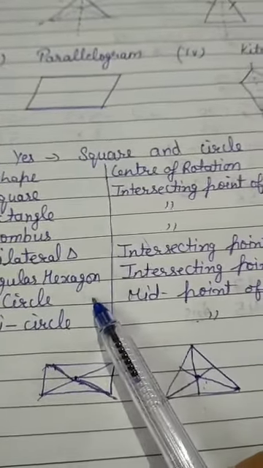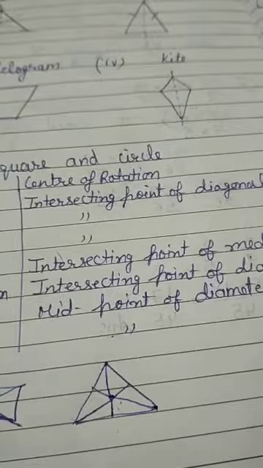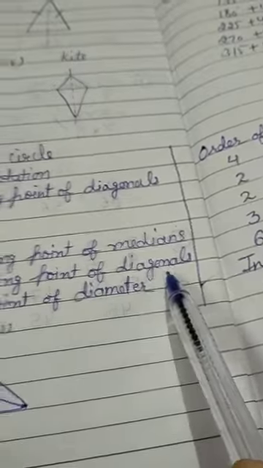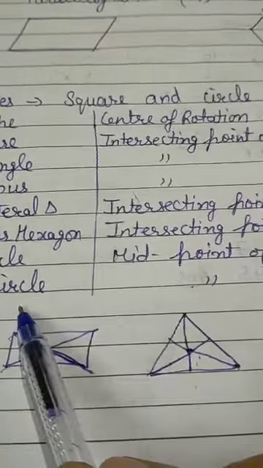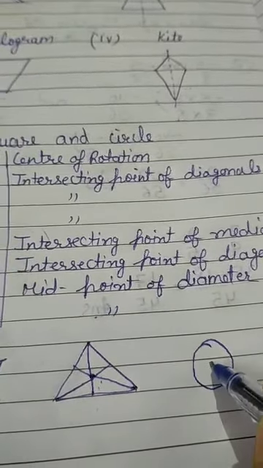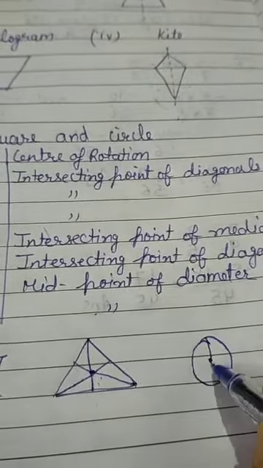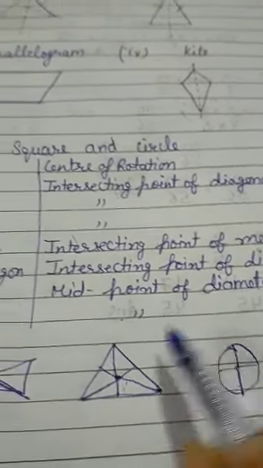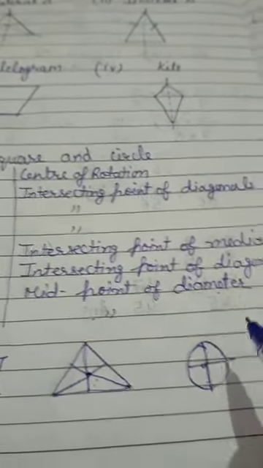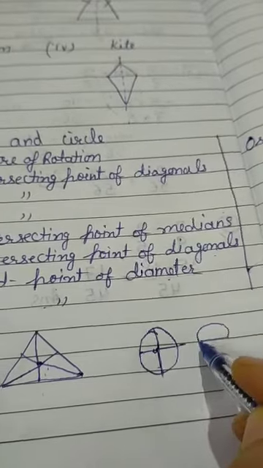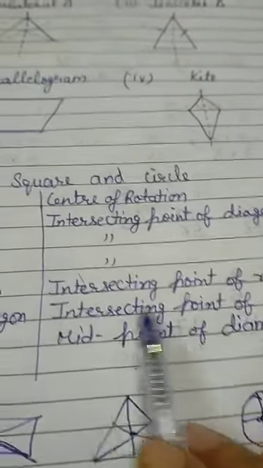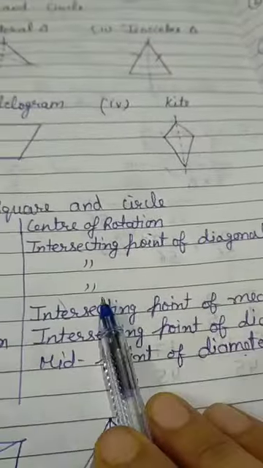Now in a regular hexagon, of course a hexagon has diagonals, so the center of rotation will be the intersecting point of diagonals. And in a circle and in a semicircle also, if there is a circle and this is the center of rotation, it will lie on the diameter. So you will write midpoint of diameter. This center of rotation will be the midpoint of the diameter in a semicircle also. Look, this is the semicircle, this is the center of rotation, so this is the midpoint of the diameter. So these are the centers of rotation.